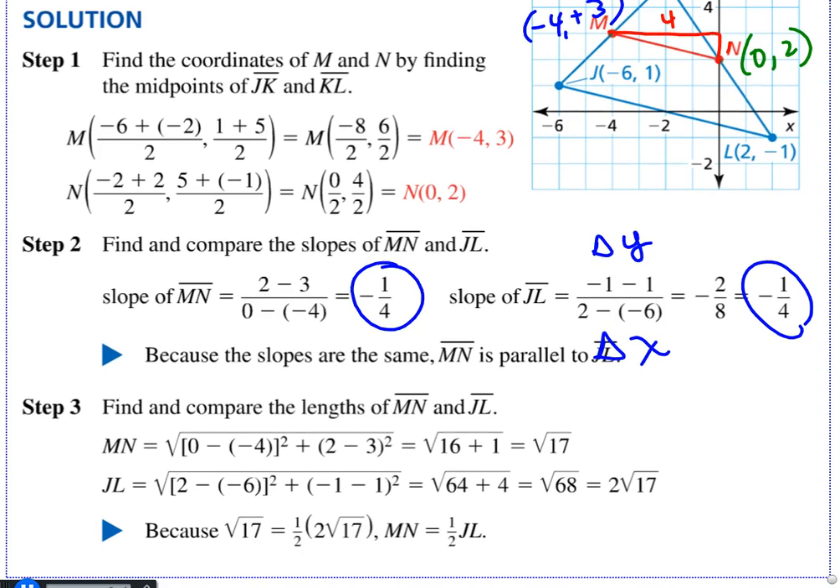But eventually what we're getting is that since the square root of 17 is half of 2 times the square root of 17, MN must be half of JL. So here we've proven that this works for yet another triangle.